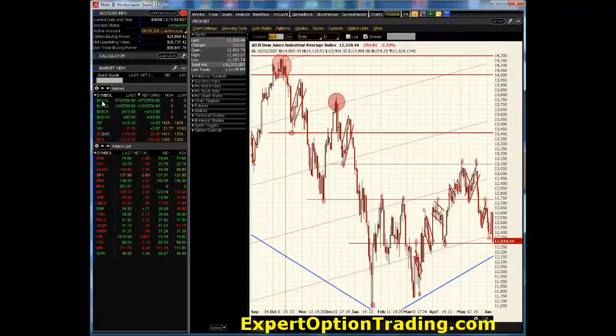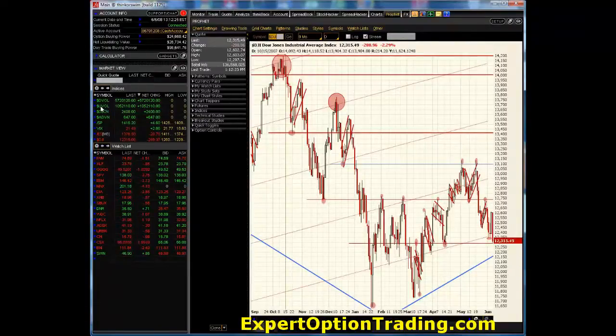These are the symbols that you would use in the TOS platform in order to access these numbers: DVAL, UVAL, DECN, ADVN. This is the advancing issues of the New York Stock Exchange. That's the raw number. There's 643 issues up on the day so far. This is the declining number of issues for the New York Stock Exchange. There are 2,412 issues declining today.